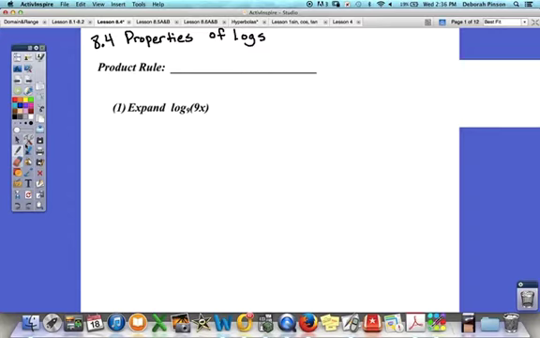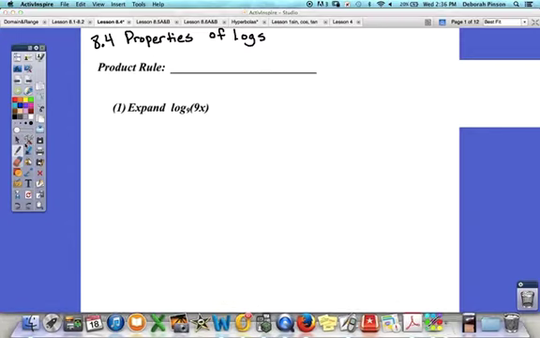Now, what we're going to do is basically called expand, which means write it in the longest possible way, and condense, write it in the shortest possible way. Now, really the point of this is to just get the idea of what these rules are so that we can use them when we're solving in 8.5.